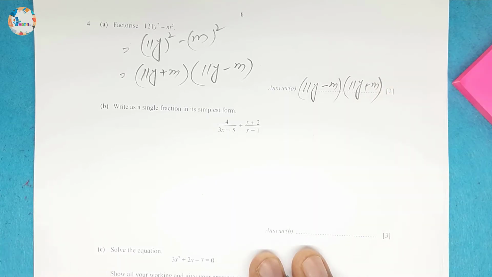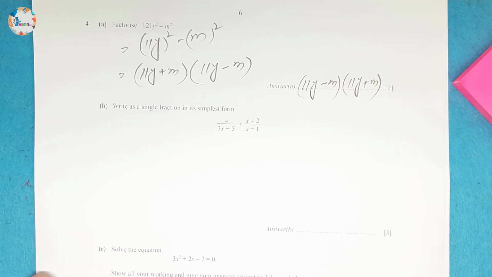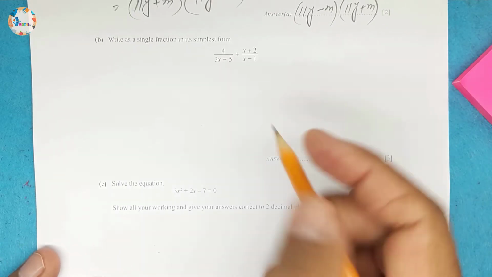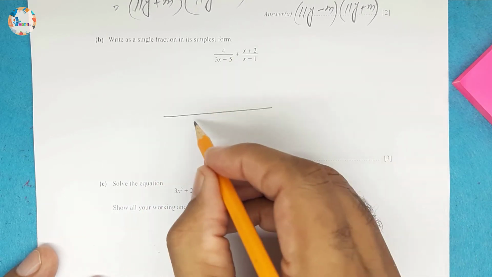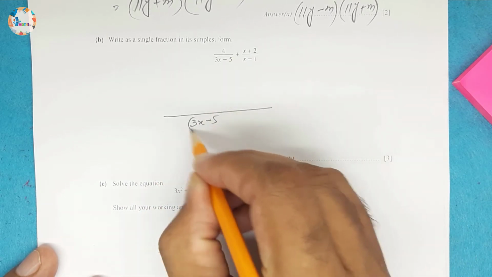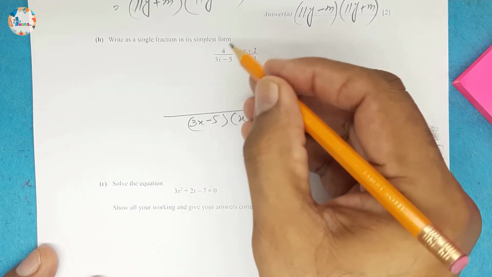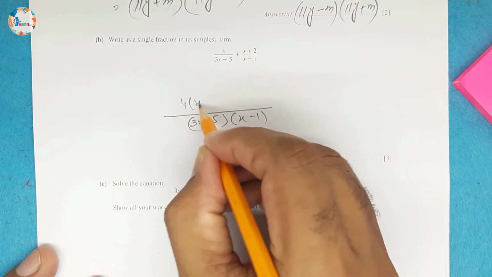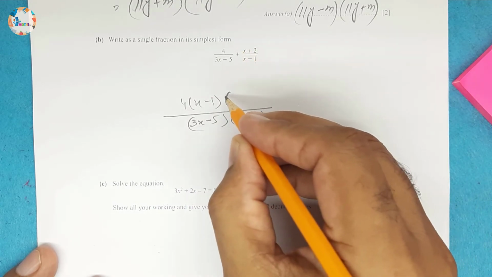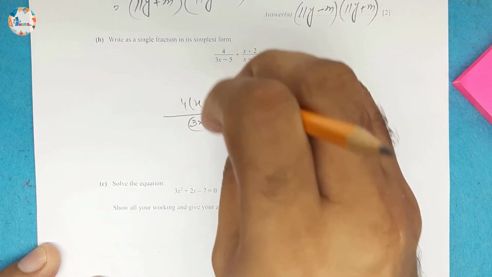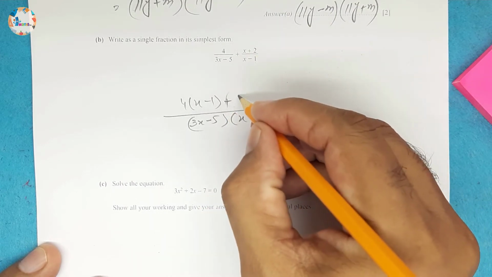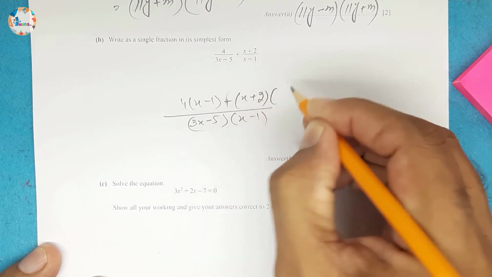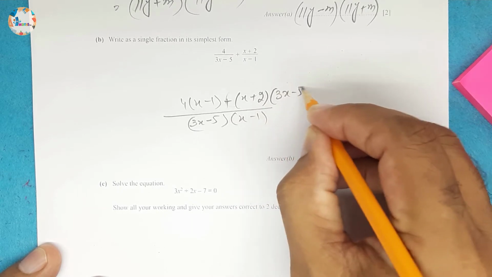Then write as a single fraction in simplest form. So we have to write in simplest fraction this one. So what we can do, we can take LCM, and if we take LCM, this will be (3x minus 5)(x minus 1). So this into this will be 4 into (x minus 1), and plus, this should be plus over here. So next will be plus this one, (x plus 2) multiplied by (3x minus 5).